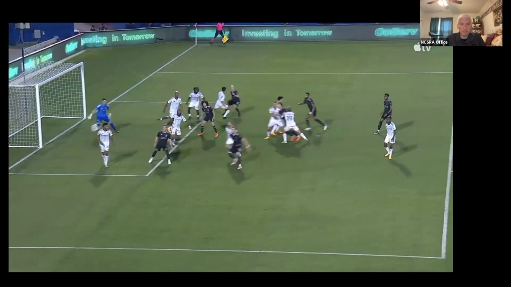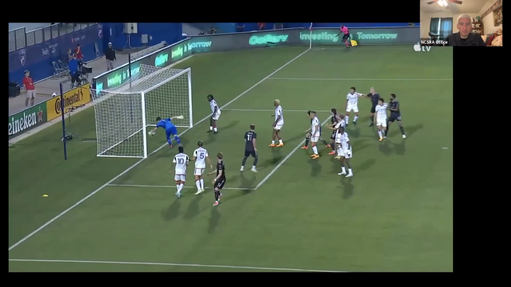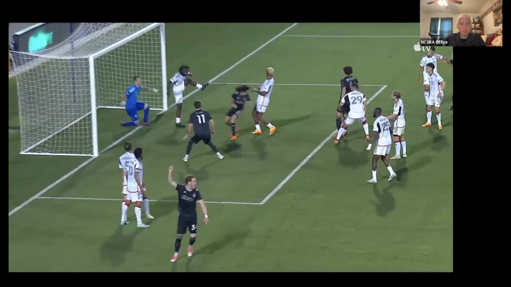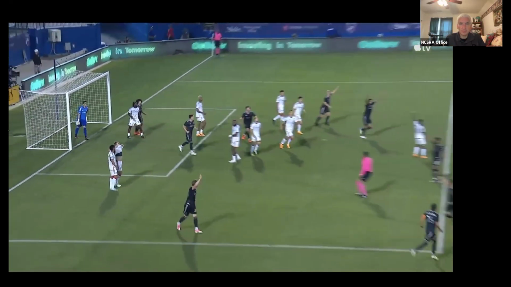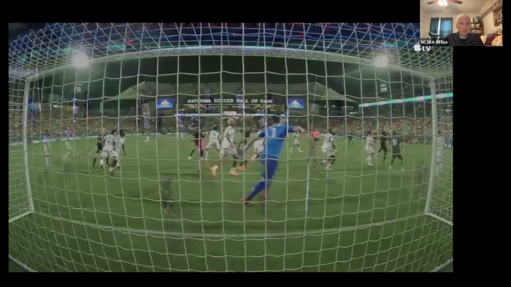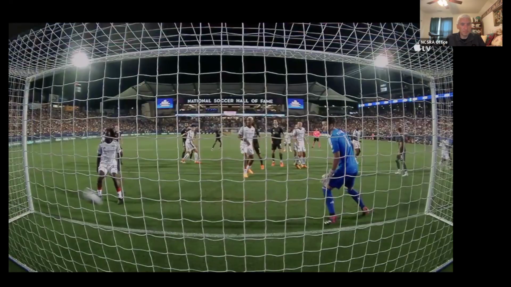There's little argument from Jimmy Mara. It's a wonderful flicked on header at the near post into that far end. It didn't look as though it's just barely gone across the line.